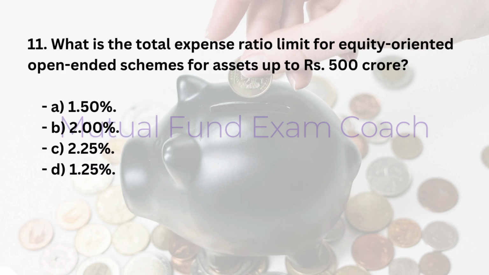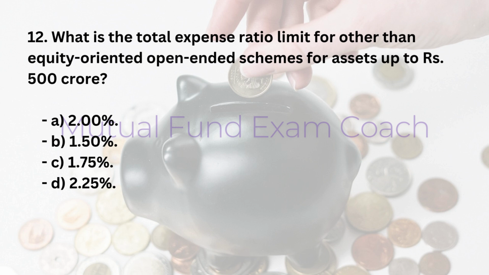11. What is the total expense ratio limit for equity-oriented open-ended schemes for assets up to 500 rupees crore? A. 1.5%. B. 2%. C. 2.25%. D. 1.25%. Answer: C. 2.25%.